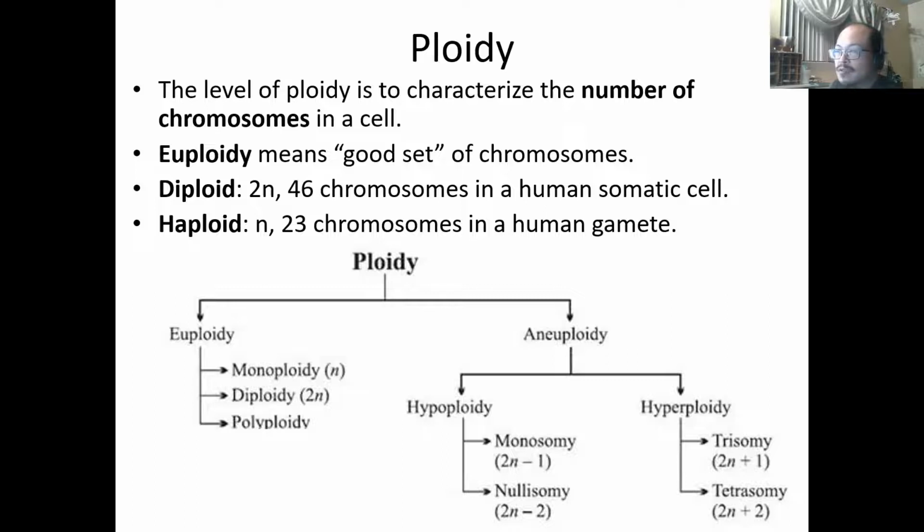For example, this happens to a person who is female. Females usually have the sex chromosomes XX, but in some females, they only get one X. So they have 45 chromosomes with one X missing. That is monosomy, 2N minus one.